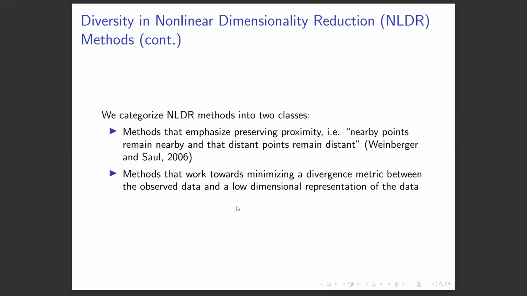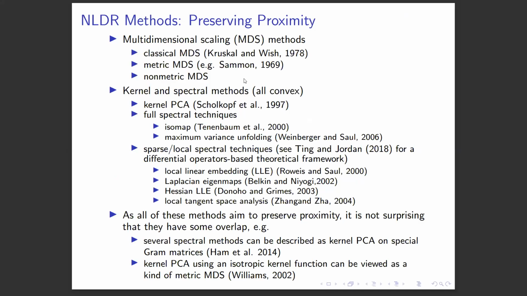And the second category is to minimize a divergence measure between the observed data and your representation. The second way is perhaps a more natural way to think about it for someone who hasn't studied this, because we can think about image compression, right? We try to minimize the loss with a lower-dimensional representation. But the first type of methods are actually very popular. These are the methods that preserve proximity. Perhaps the most well-known method is the multi-dimensional scaling methods, the MDS methods, and there are many variants.